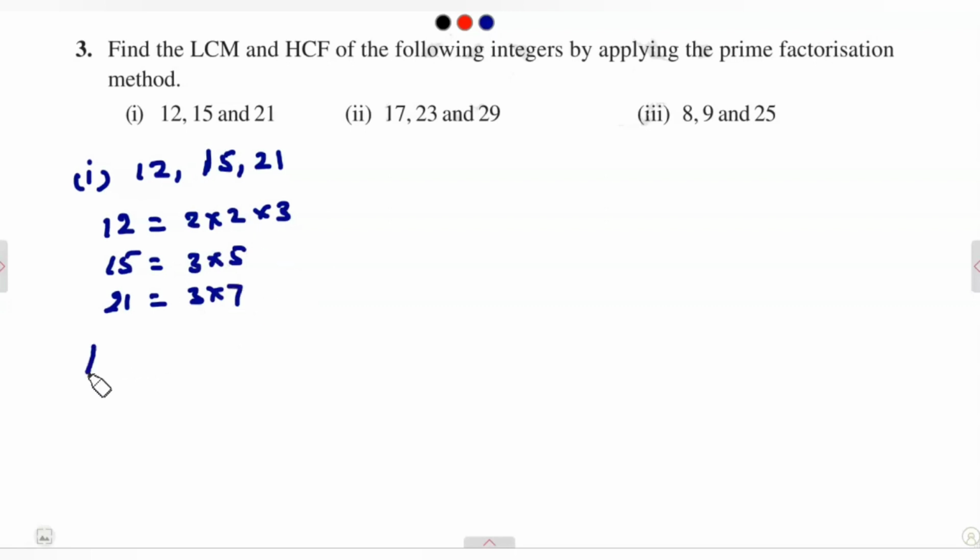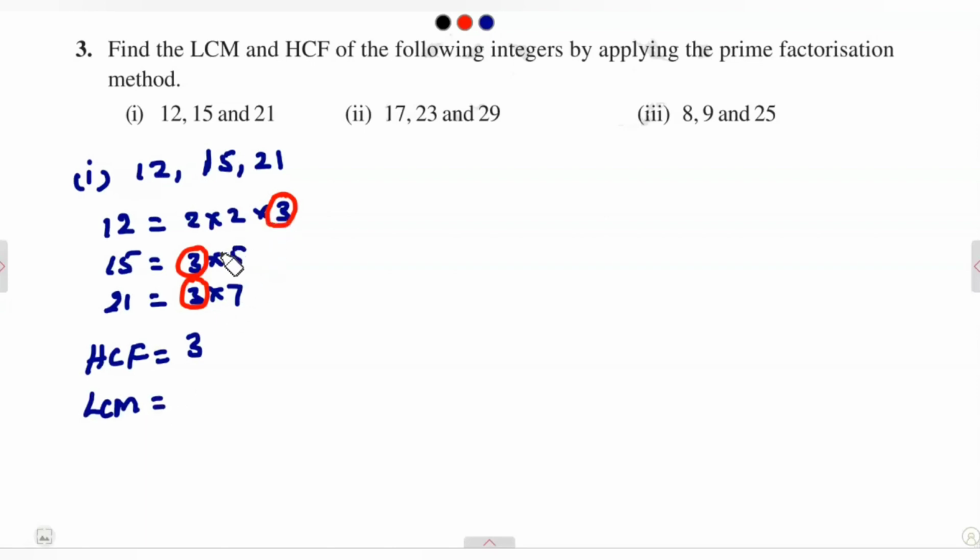So we can write HCF is equal to the common factors. Let's circle the common factors in each. 3 is common in all. So our HCF is 3. Only 3 is common. So now how do we find the LCM using the prime factorization method?